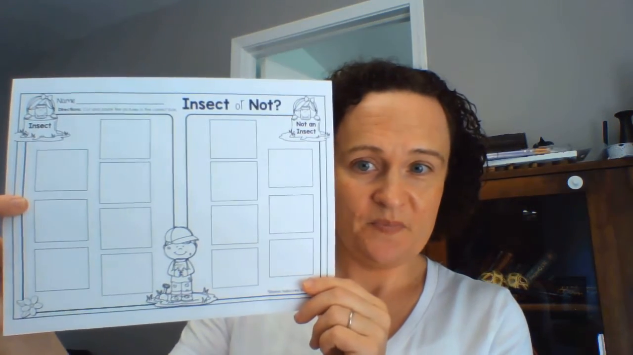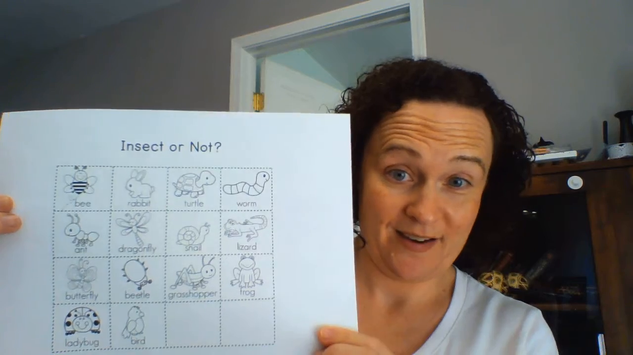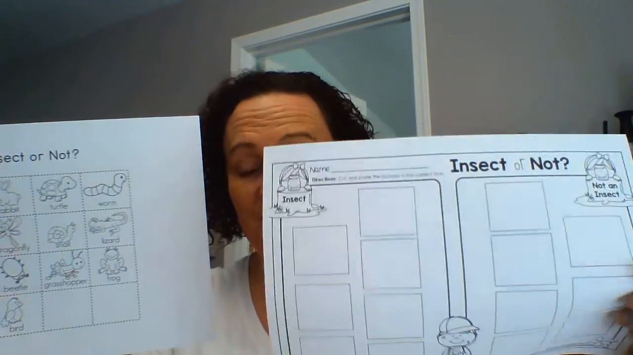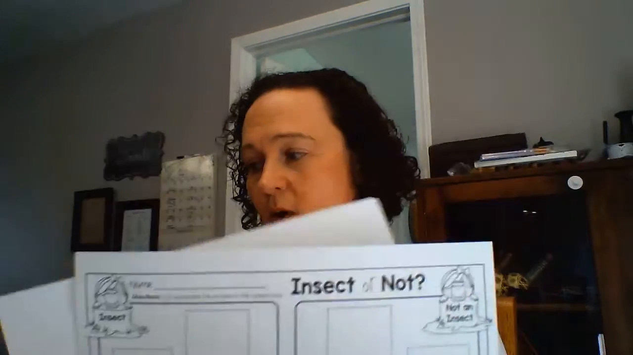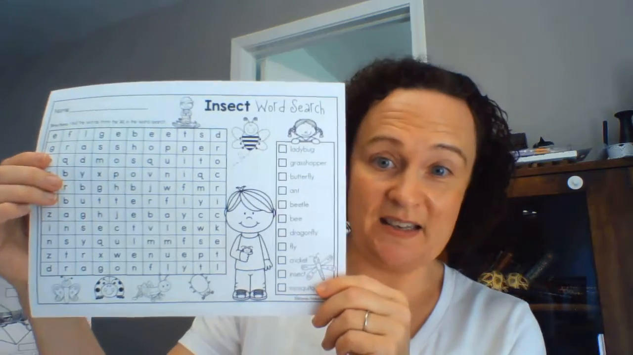In the Insect or Not, I am asking you to print out page 2, pretty little squares you're going to fill in, and page 4. This is what you will fill them in with. You're going to cut these apart and glue them into the squares on this page. Page 2, page 4. I'm also asking that you do page 5, fill in the blank, and try page 6, the word search.